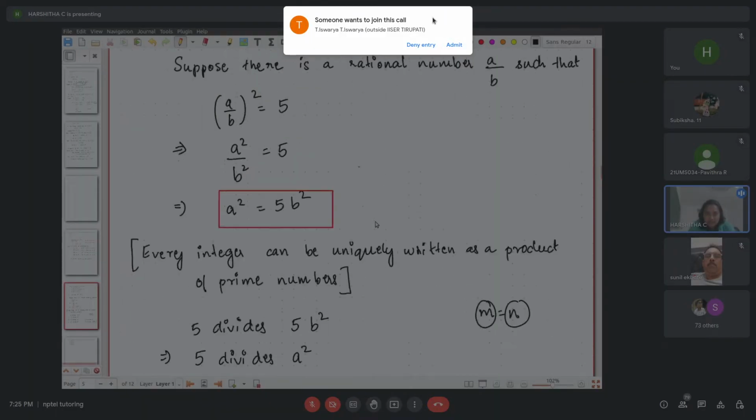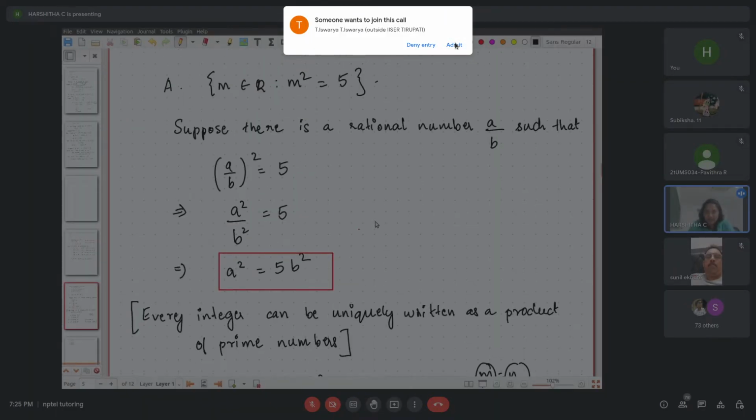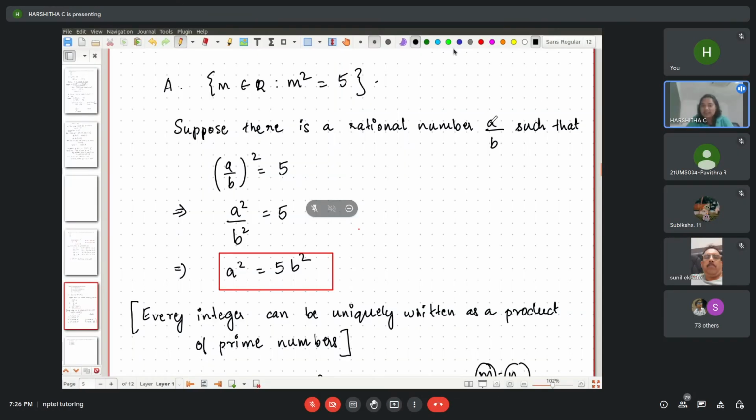And one more thing I should have mentioned. So we can choose a and b such that, if you have rational numbers, let's say 4 by 6, you can write it as 2 by 3, right? So in fact, we can choose this rational number so that the greatest common divisor of a and b is 1. So let's take GCD of a and b is 1.